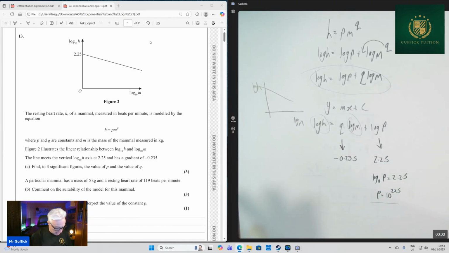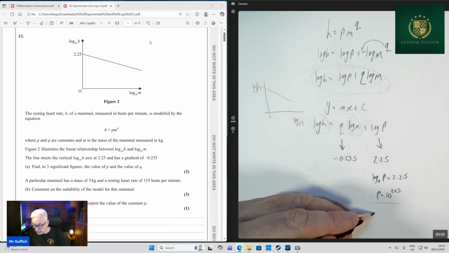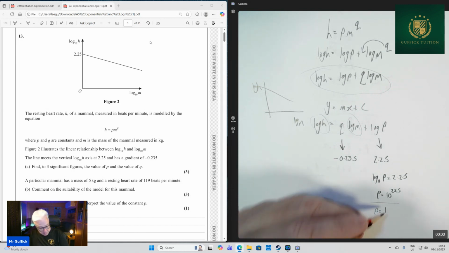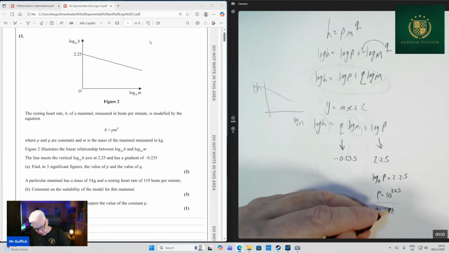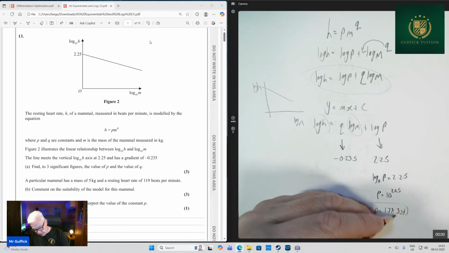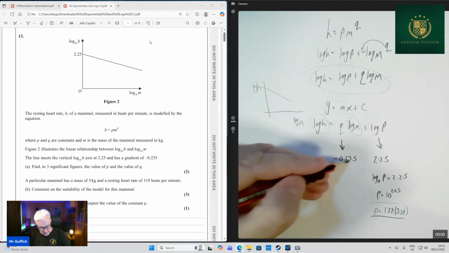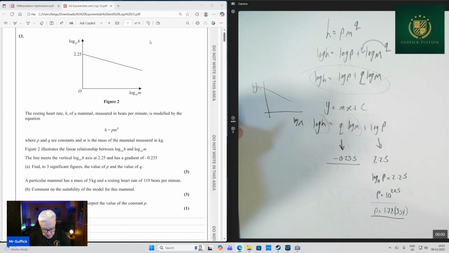So we're going to go 10 to the power of 2.25, which gives us 177. So P is equal to, actually, it's going to be 178 if I go to 3 significant figures. So we've got P is 178, and we've got that Q is minus 0.235, and that's part A done. And that's the way that I prefer to do that, by taking logs.